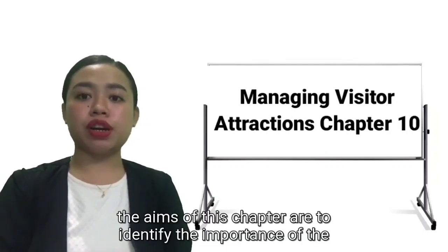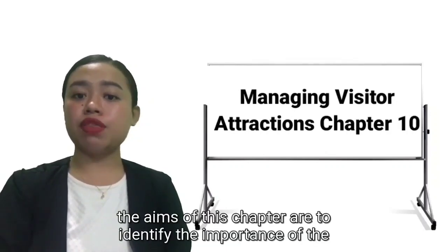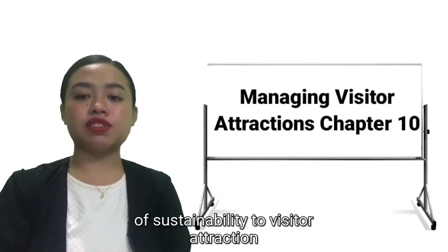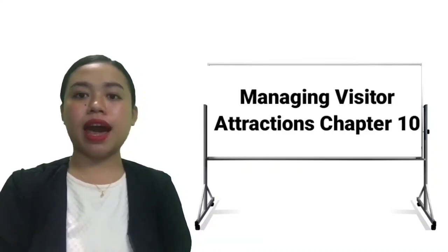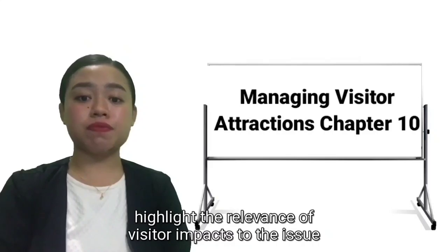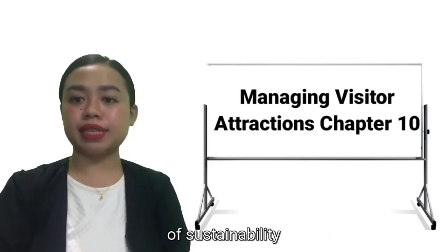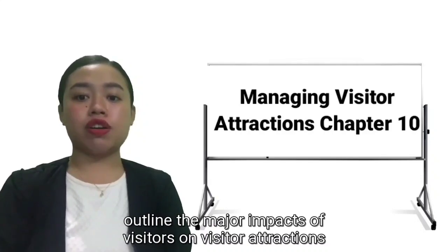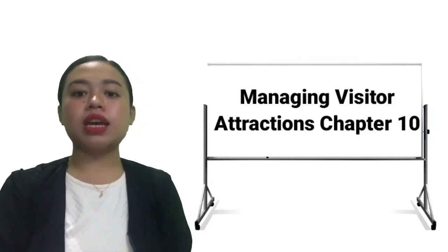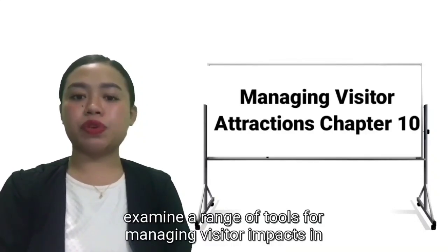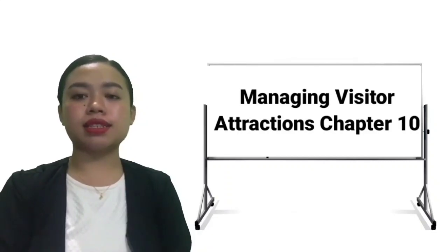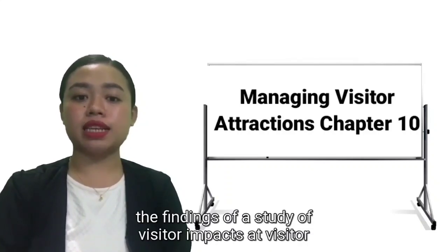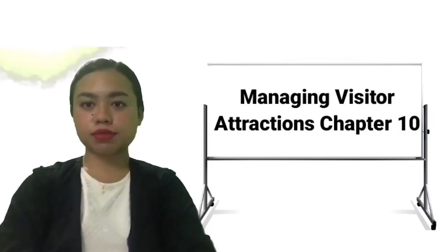The aims of this chapter are to identify the importance of the notion of sustainability to visitor attractions, highlight the relevance of visitor impacts to the issue of sustainability, outline the major impacts of visitors on visitor attractions, examine a range of tools for managing visitor impacts, and discuss the findings of a study of visitor impacts at visitor attractions.